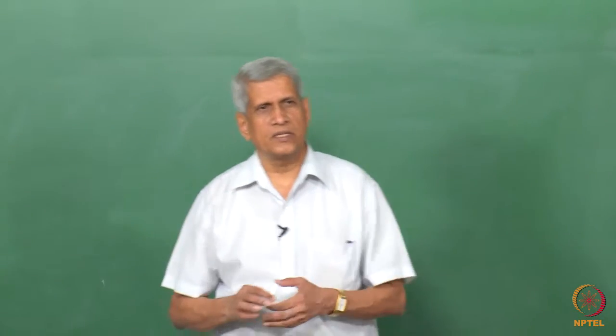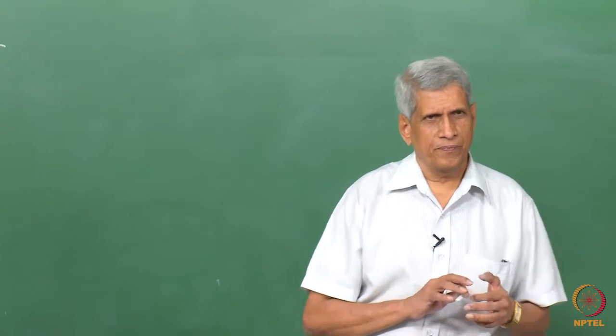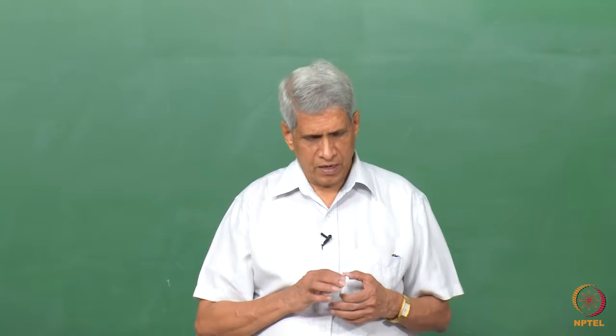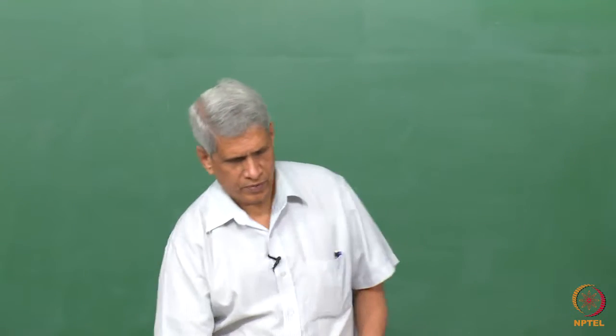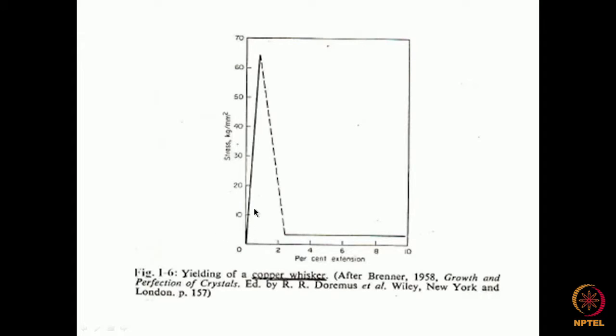Suppose we assume that the material does not contain a dislocation, and we try to deform it. Then what is the strength which is required? This plot shows what the stress is going to be in the case of a copper whisker. You can see that it reaches up to, I think I will have to change that scale from kg to MPa, which I will do. I think it is about 600 MPa.